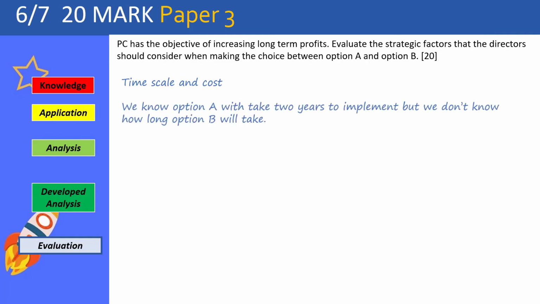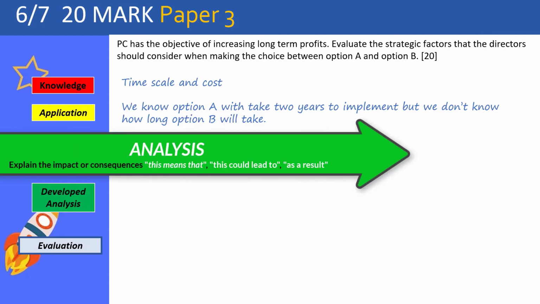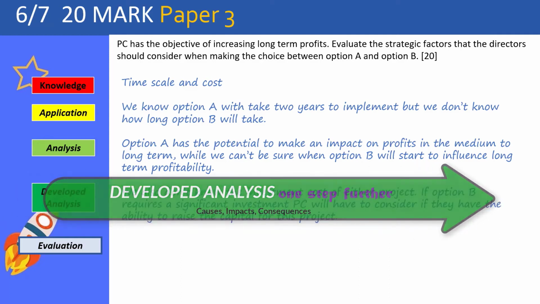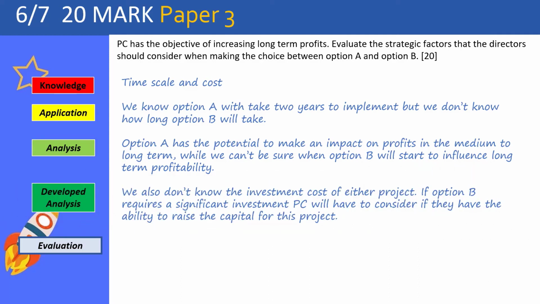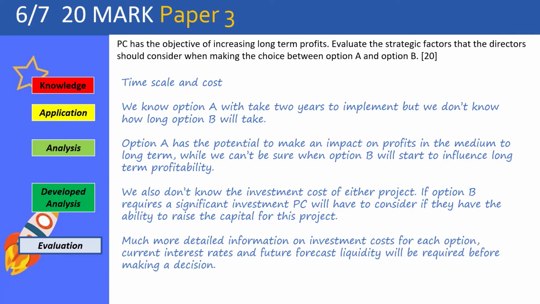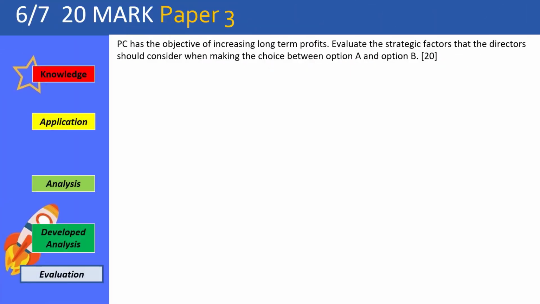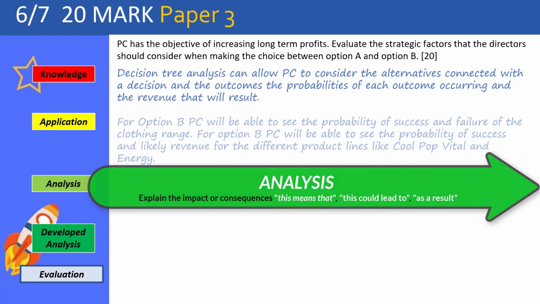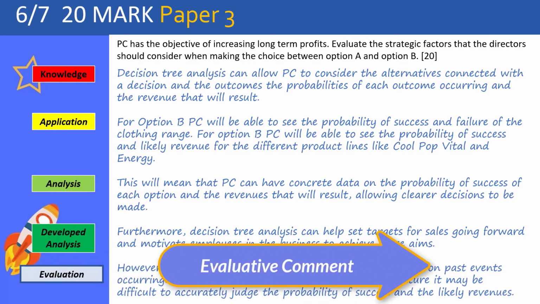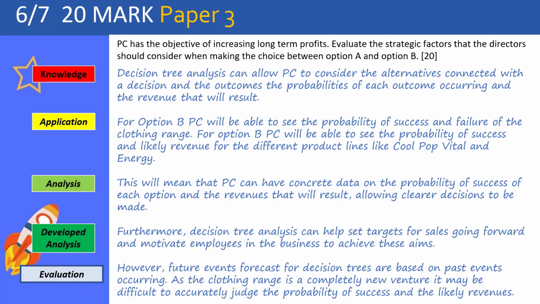As information is limited about option B, we can assume that it will be longer term as it requires much more development. We then analyse the consequences of this option on long-term profitability. We then evaluate by stressing the importance of accurate cost information before making a decision. We then explore how decision tree analysis could guide the directors to make a better informed decision. As with Ansoff, we can score an evaluation point by explaining why decision tree analysis should be used.